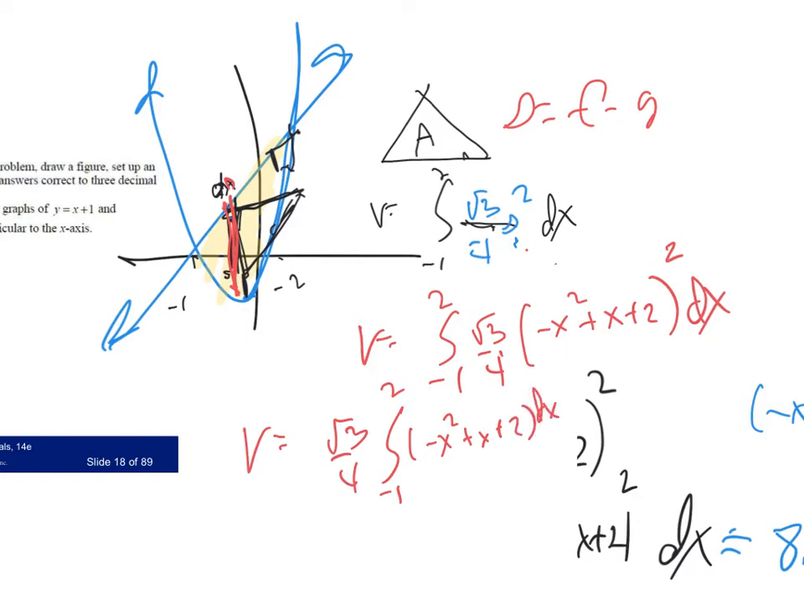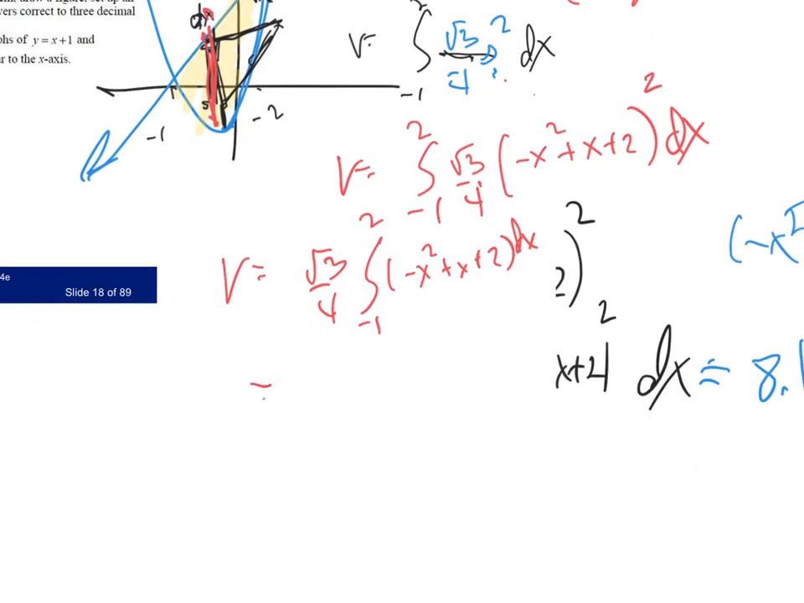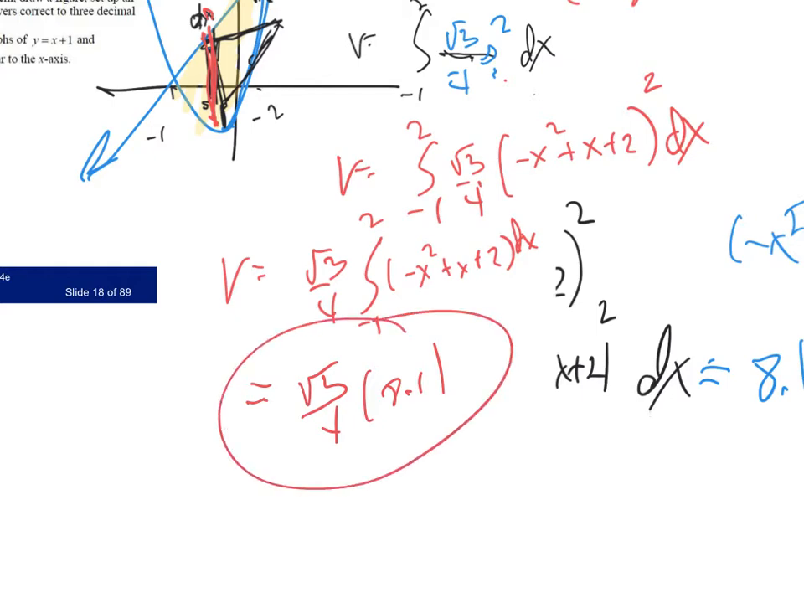But you know what? We've done this integral before. It was 8.1. So I'm just going to say square root of 3 over 4 times the 8.1, if you recall. And that's my story, and I'm sticking to it.